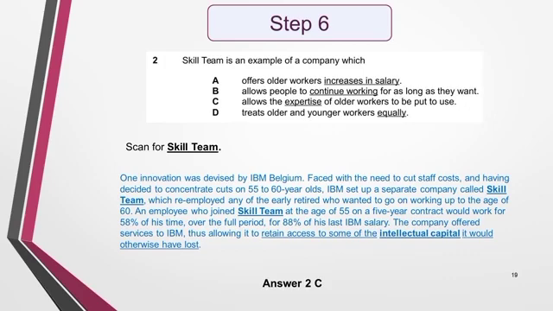I quickly discount options A, B and D, as there's no information to support any of these statements. The answer must therefore be C. The matching information for option C is hidden in paraphrasing, but can be found in the final phrase of the paragraph, which reads, "allowing it to retain access to some of the intellectual capital it would otherwise have lost."